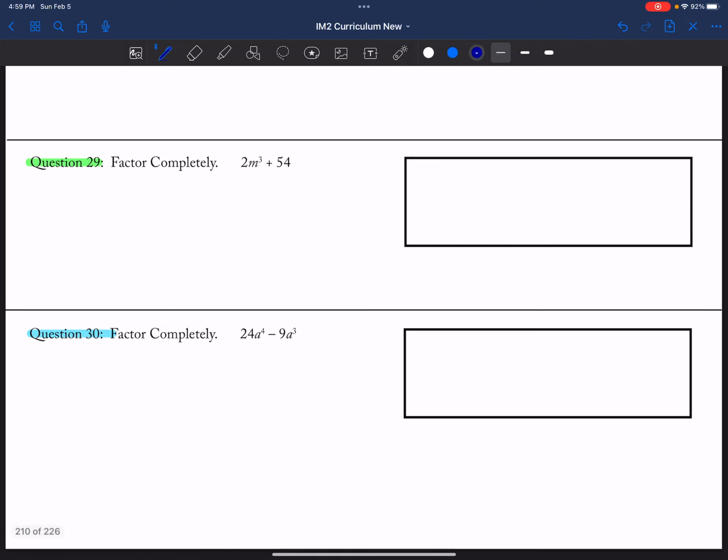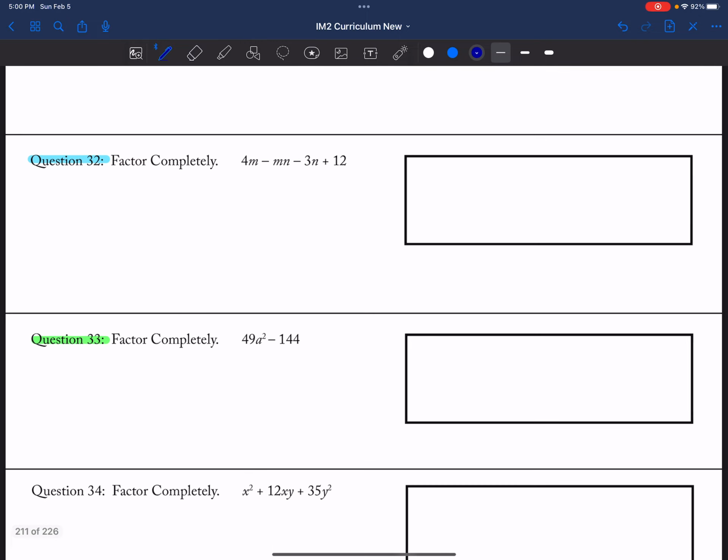And then this looks like I can factor out a 3a cubed. So then I'm left with an 8a minus 3. Just a greatest common factor that came out. So 3a cubed, 8a minus 3.